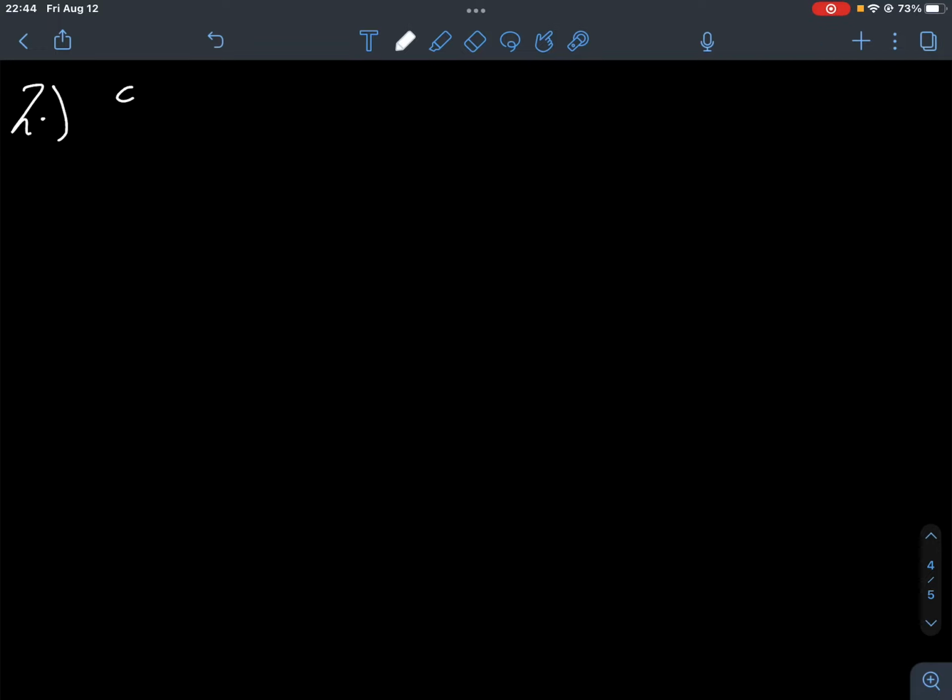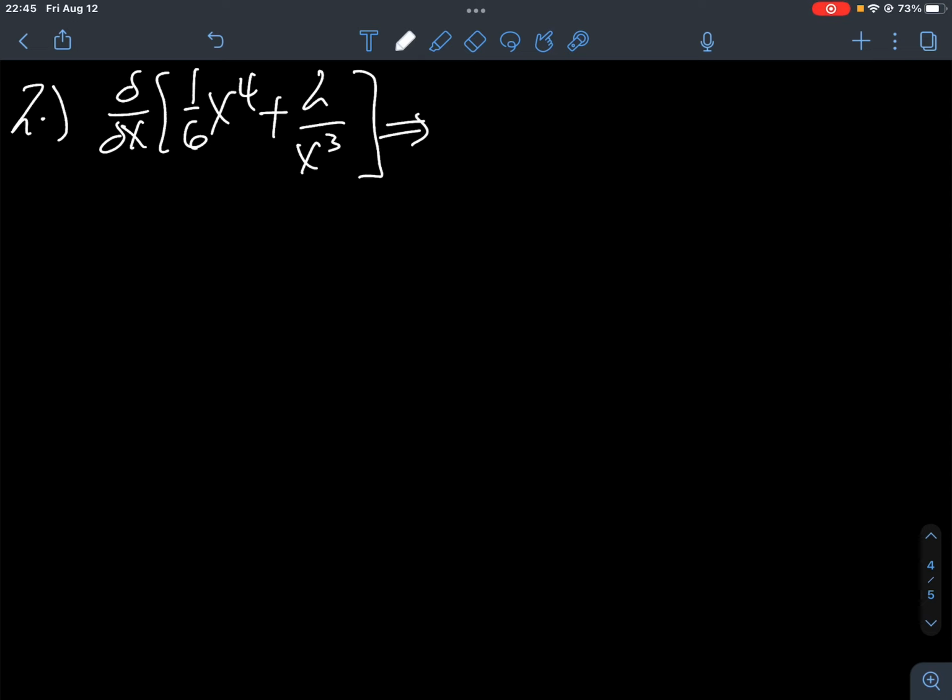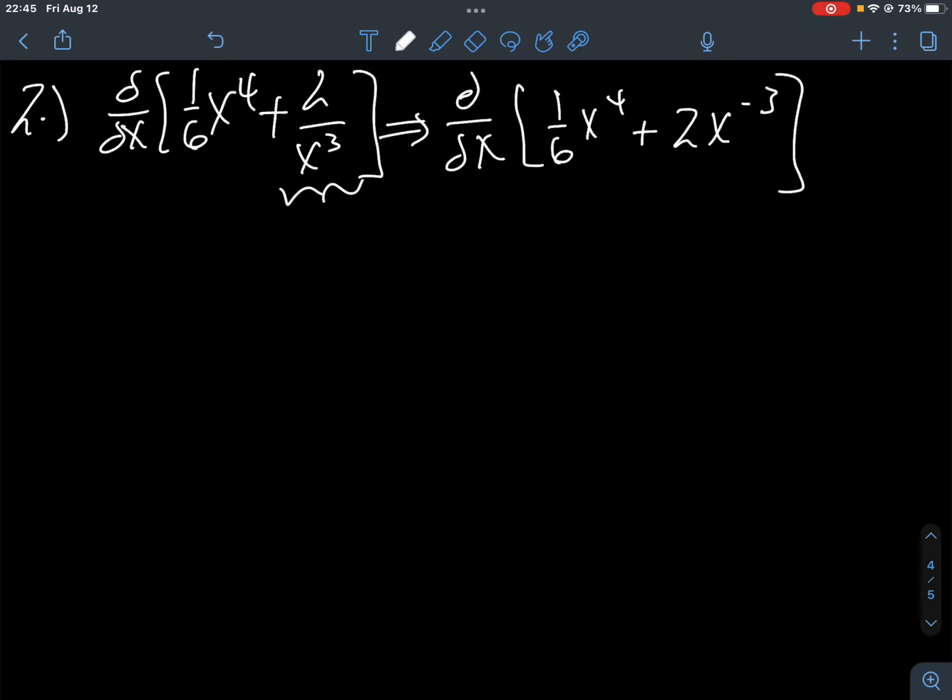So I'm just going to write it like this. d/dx says, hey, let's find the derivative of this function. Now it's going to be 1/6 x to the 4th plus 2 over x cubed. So, like I said, I like to simplify first. So 1/6 x to the 4th, that's good. Now plus, we can write this 2 over x cubed as 2x to the minus 3. Still the same thing.